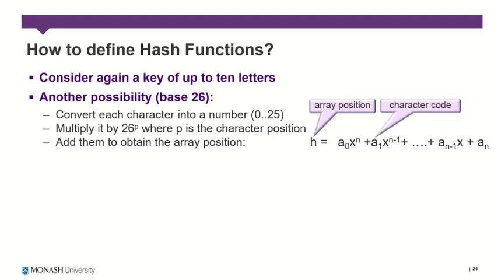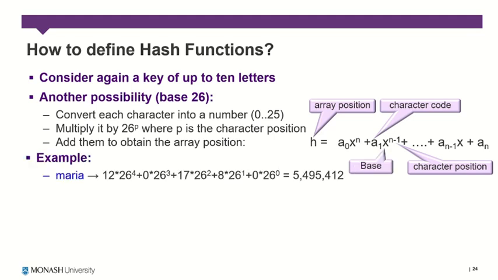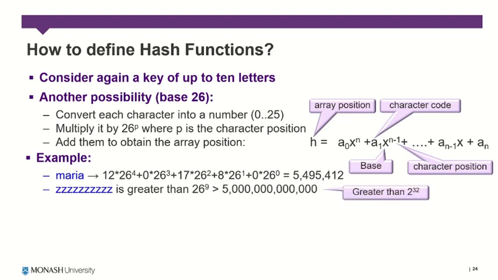We've got the character code, which is the same as before, but this time we're going to multiply it by its character position. So, for example, remember the leftmost is going to be its most significant position, so that would be n, and then n minus 1 as we reduce down. So again, if we apply this to Maria, we've got 12, 0, 17, 8, and 0, which were the character positions. 26 is going to be our base, and then we multiply it by its character position. We get the final hash value as over 5 million.